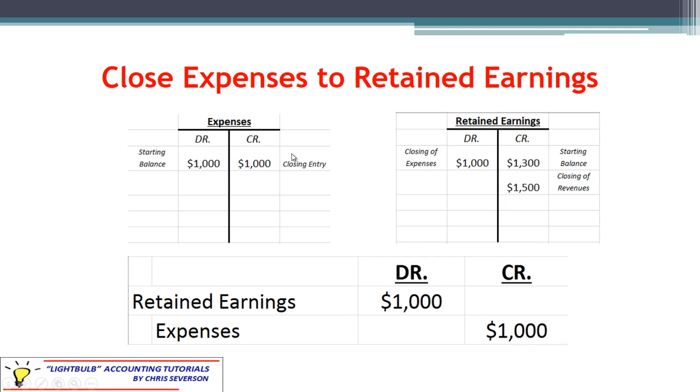Now, let's close expenses to retained earnings, and it's the exact opposite of revenues. We start with a debit balance in expenses, so our closing entry has to be a credit to expenses. You can see down here we have a credit to expenses, and the debit is going to be to retained earnings. Notice we already had these other items in retained earnings from before. Now we're debiting retained earnings to close out expenses.